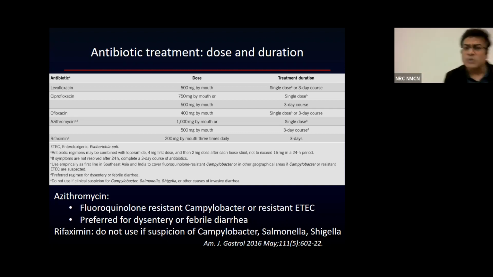Rifaximin, the dose in acute diarrhea is lower: 200 milligram 3 times a day for 3 days. Azithromycin is primarily for fluoroquinolone-resistant Campylobacter or resistant enterotoxigenic E. coli. It's preferred for dysentery or febrile diarrhea. And rifaximin should not be used if there is suspicion of Campylobacter, Salmonella, and Shigella.